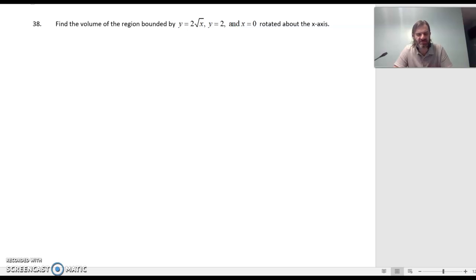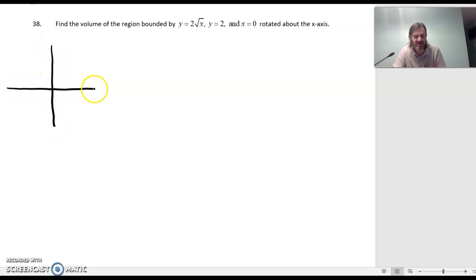Okay, we got a practice problem here for the washer method. It says find the volume of the region bounded by y equals 2 square roots of x, y equals 2, and x equals 0. And we're going to rotate that around the x-axis. So the best place to start would be to draw a little graph if we can. We'll try.